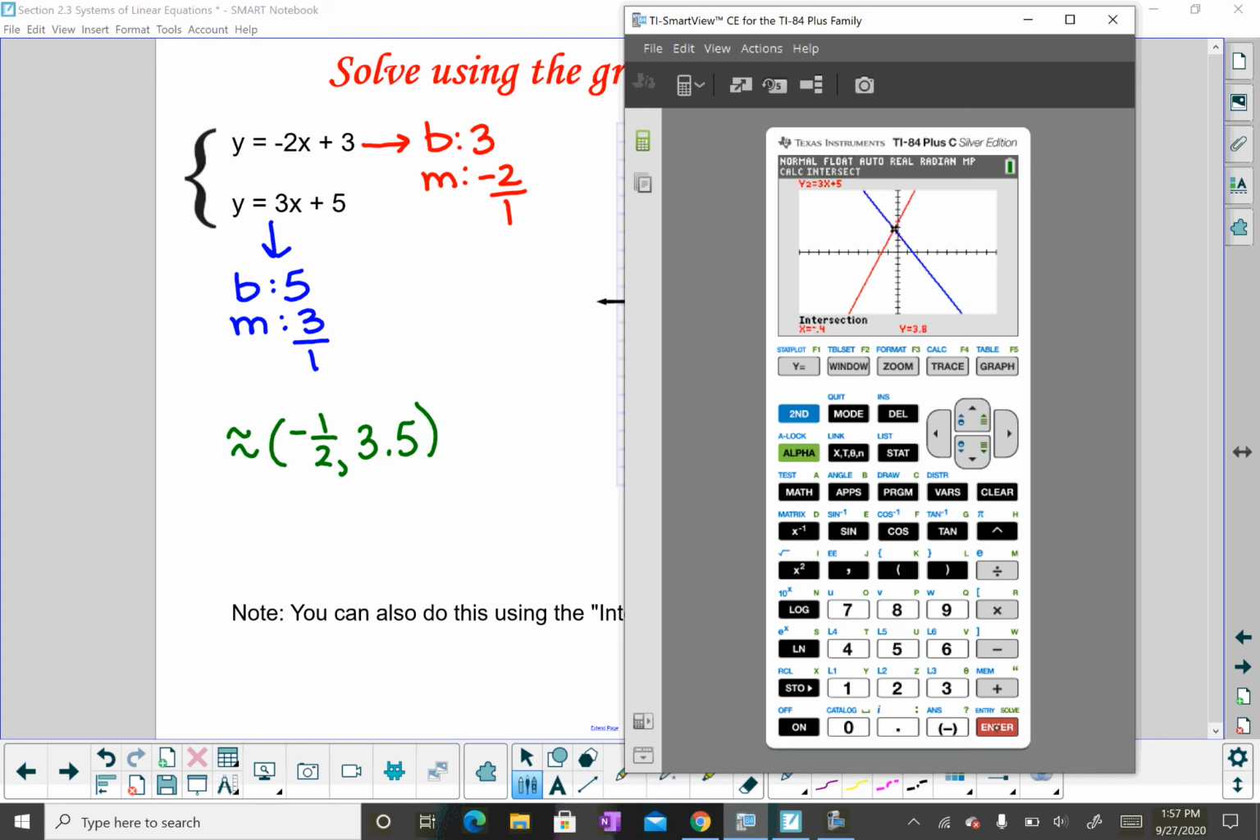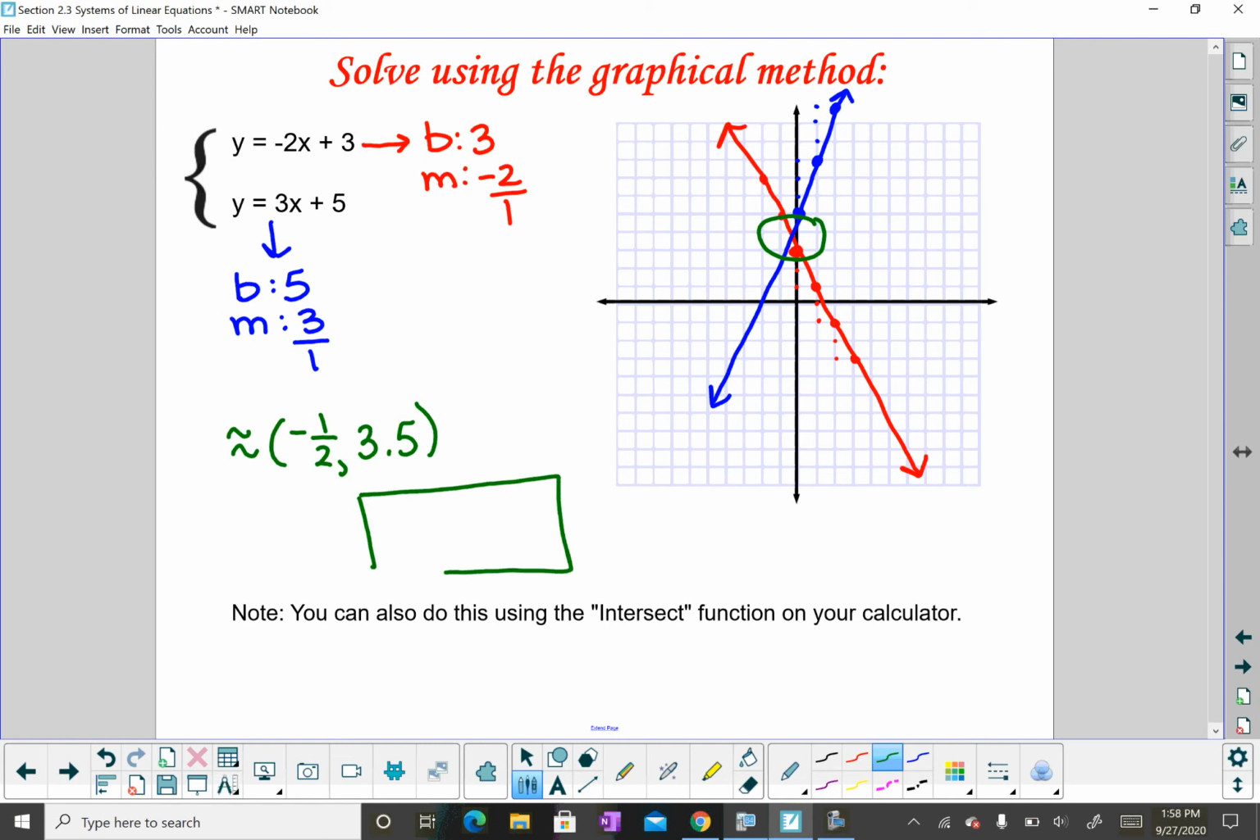Once you've chosen intersect, the little blinking cursor will show up at the intersection point, and at the bottom of your screen it would tell you what the intersection is. So very close to what I estimated here. The exact answer is negative 0.4 and 3.8.